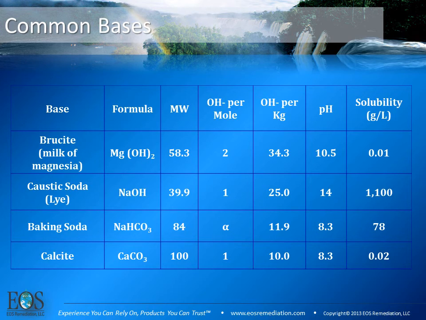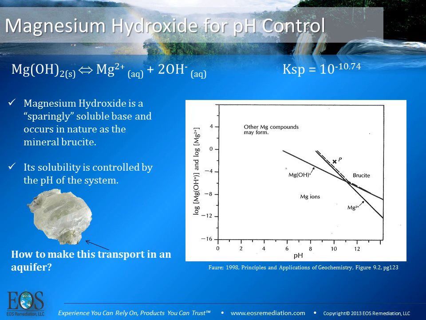So if you look at something like a brucite or magnesium hydroxide, you see that it gives you a lot of alkalinity per kilogram, but essentially has no solubility. Whereas if you look at a caustic soda like sodium hydroxide, you get pretty good alkalinity per kilogram, and it's almost infinitely soluble. The problem, though, with something like sodium hydroxide is that it has a very high equilibrium pH, and it is extremely easy to overshoot your pH if you use something like sodium hydroxide.